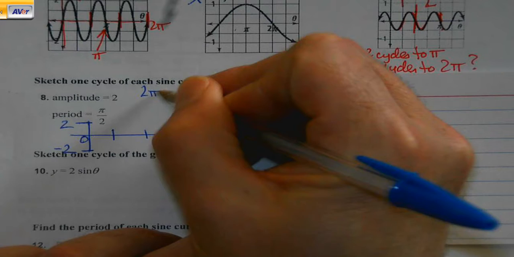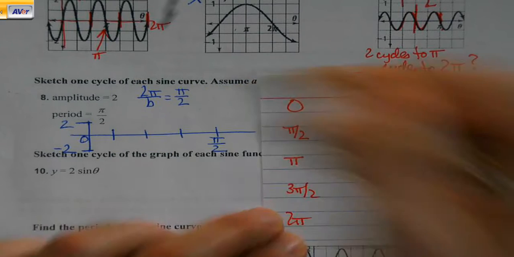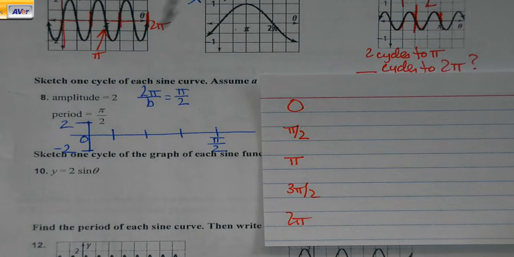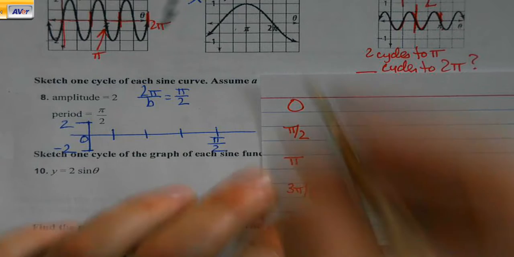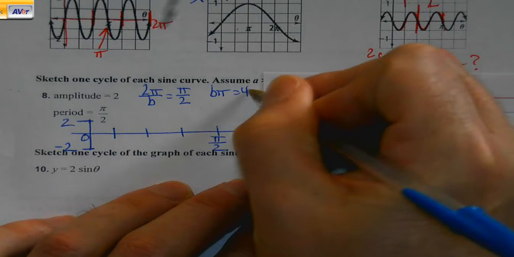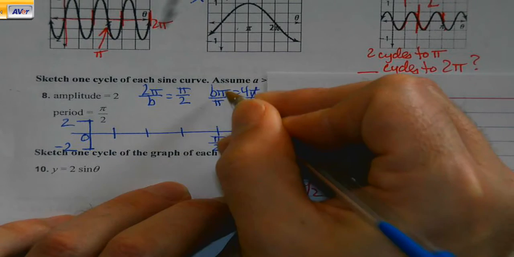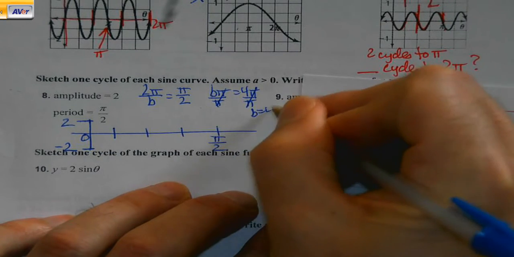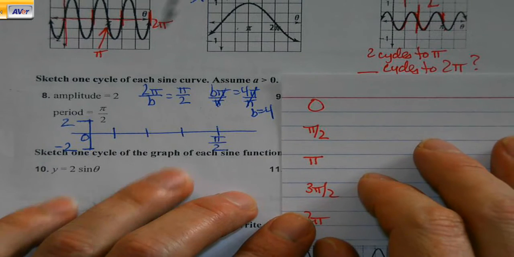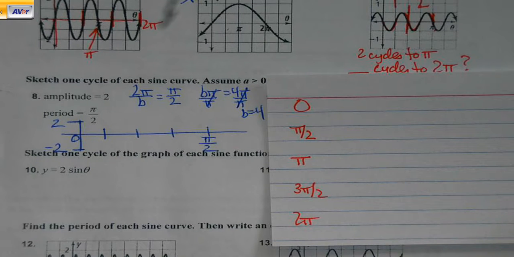If I know that 2 pi over b, my formula for finding this, equals pi over 2, because I know that's what it is. It tells me right here. I'm going to cross multiply. And then to solve for b, I'm going to divide by pi. My b value is 4. You're like, okay, so what does that mean? Well, normally it means when our b value is 4, we would divide by 4. But we're going to do the inverse of that. The opposite of dividing by 4, multiplying by 1/4.